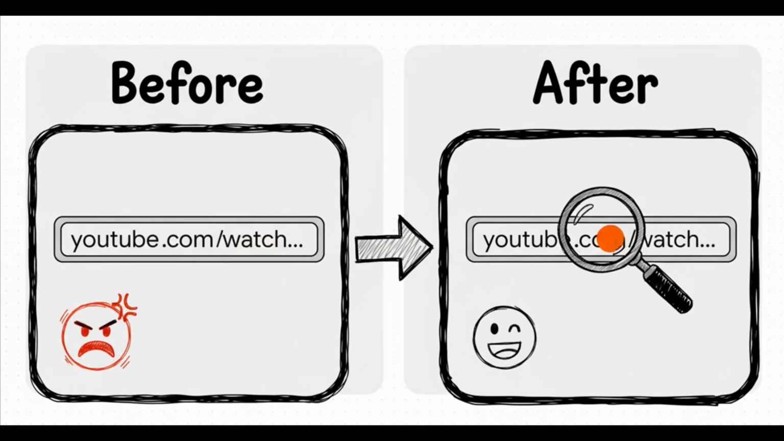And this shows it perfectly. Just look at the screen. The before is what you see every day. Now for the after, all you're doing is adding a single period right after the .com part. So youtube.com becomes youtube.com. It looks like nothing, but trust me, it changes everything.